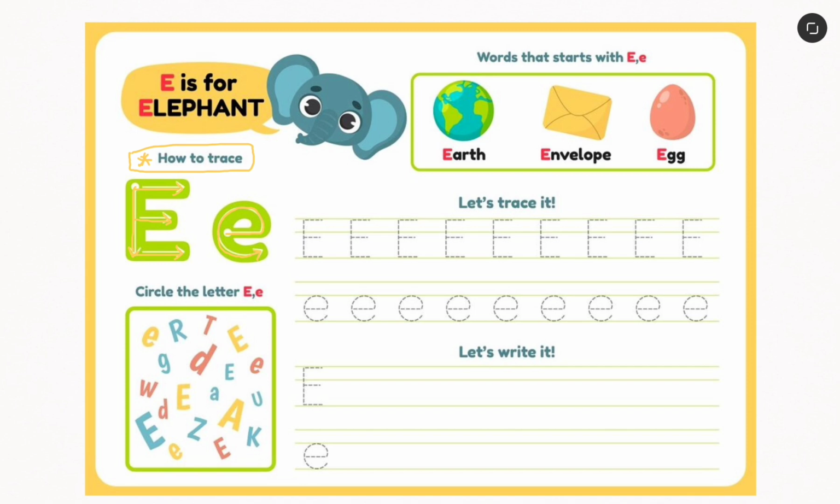So let's have a practice. Let's practice by tracing. So we come to how to trace. Let's trace to perfect how to write capital E and small E, and then we do a little exercise where we write capital E and small E ourselves. Are you ready? Very good. So now let's begin. Let's begin by tracing the capital E. So we move from top to bottom. Then we move here like this and like this.